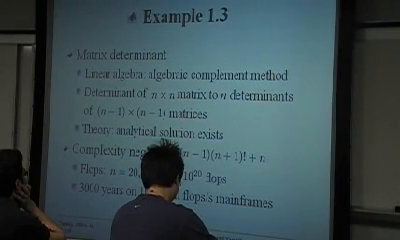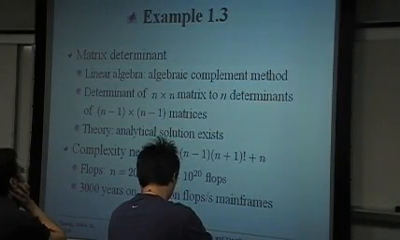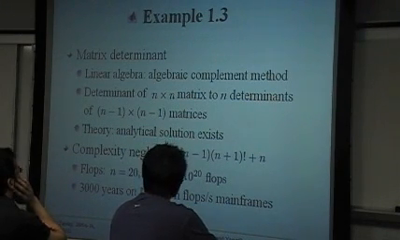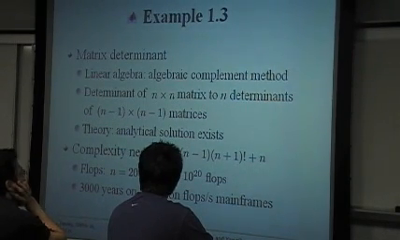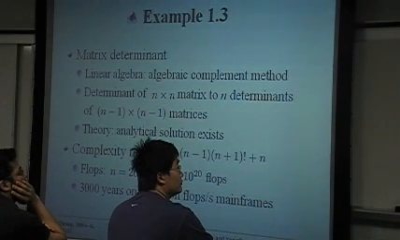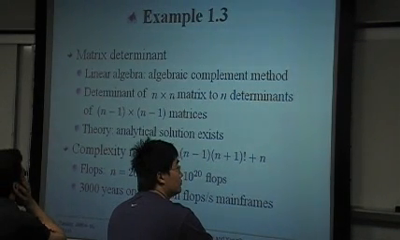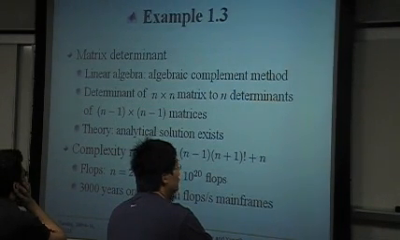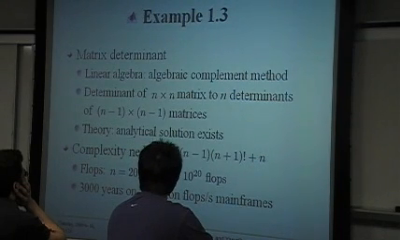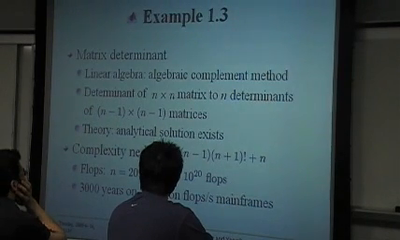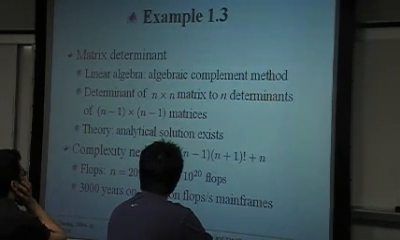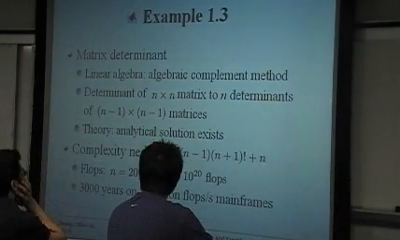The determinant of a matrix. You have learned linear algebra courses, and you must be very familiar with the algebraic complement method. In that method, you can change the determinant of an n by n matrix to n determinants of n minus 1 times n minus 1 matrices. And then you can convert it also to n minus 2 matrices, and so on, until you have a 1 by 1 matrix, so that you can get the determinant easily.